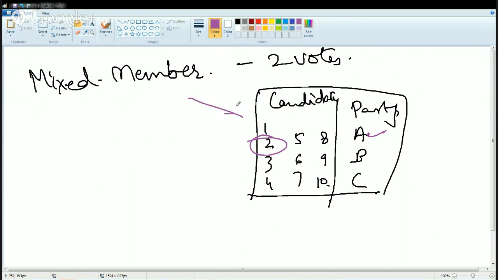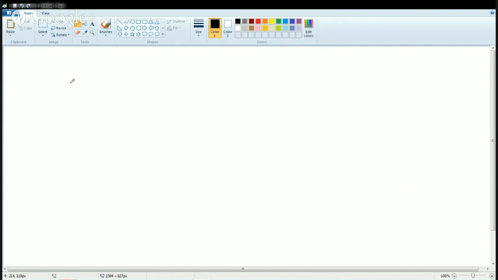So finally, all the votes would be counted for each party and each candidate, and based on that, you will have a proportional representation by mixed member elections. Now the last, not the least, is single transferable vote.